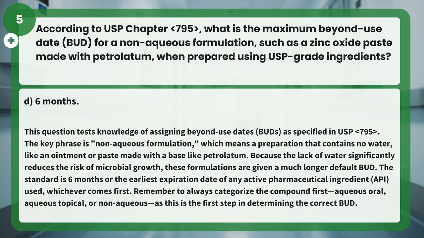Because the lack of water significantly reduces the risk of microbial growth, these formulations are given a much longer default BUD. The standard is 6 months or the earliest expiration date of any active pharmaceutical ingredient, API, used, whichever comes first. Remember to always categorize the compound first, aqueous oral, aqueous topical, or non-aqueous, as this is the first step in determining the correct BUD.